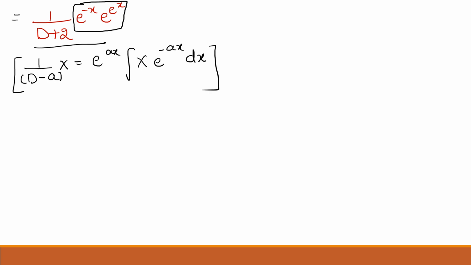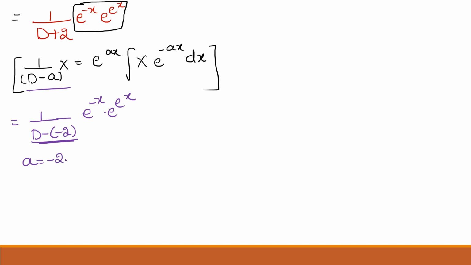Now here my updated capital X is this. So we are going to apply rule number 6 again. What was my rule number 6? This was my rule number 6, so we have to apply this again. What is my a here? Can I write this D plus 2 as 1 over D minus of minus 2? If I compare this with this, my a is minus 2 and my capital X is e power minus x, e power x. Now apply this rule.